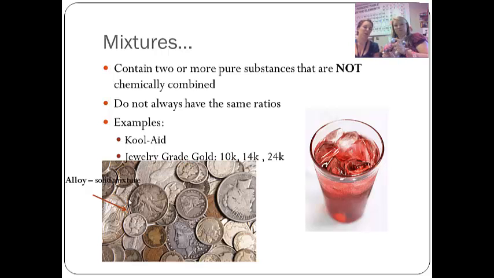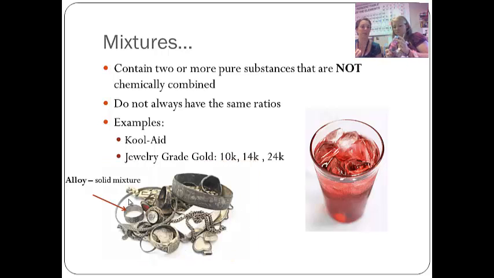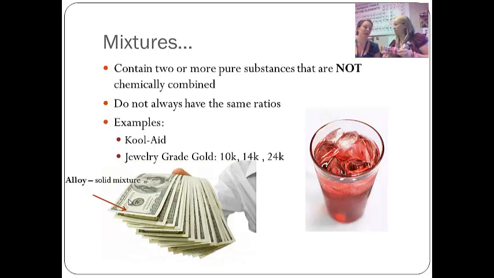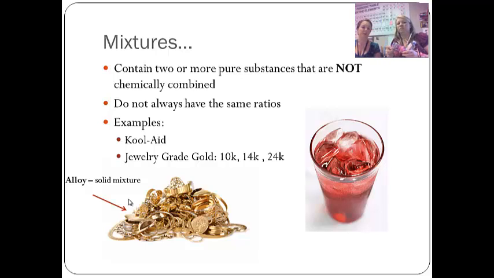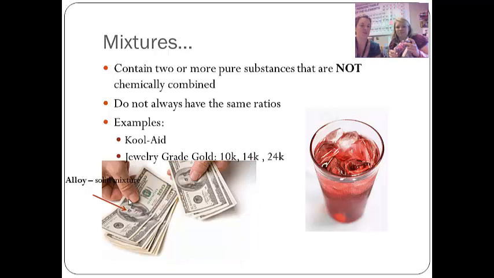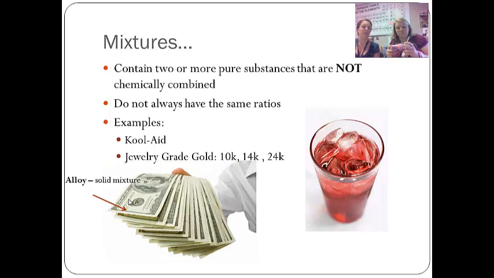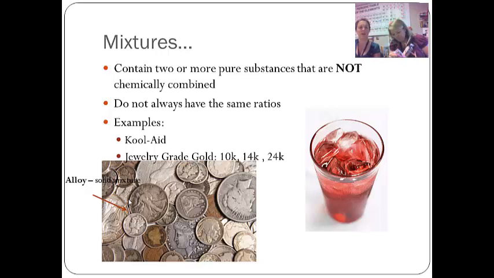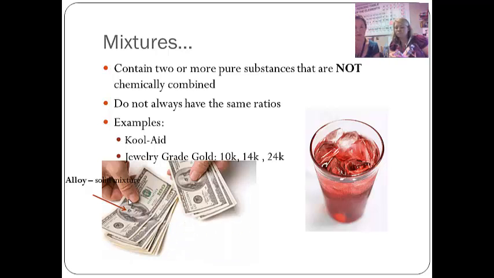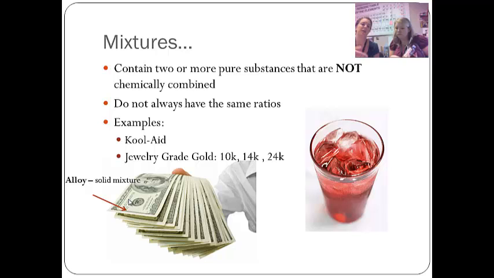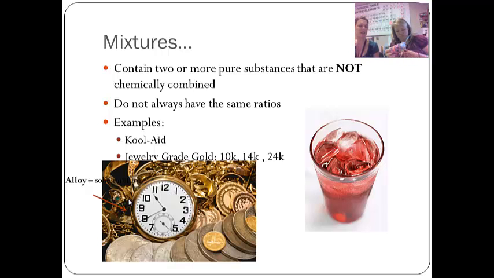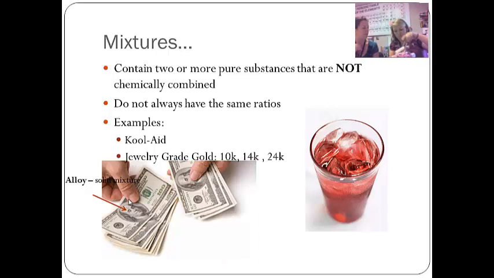Example would be like Kool-Aid. That's not chemically combined. Like sugar water, that'd be a mixture. An alloy is going to be a solid mixture. So like jewelry grade gold. It's not pure gold. 24 karat gold is pure gold, but gold itself is too soft to use in jewelry. Preferably, you'd use like 14 karat gold or even 10 karat gold, which has less gold in it, and more copper and nickel mixed in with that.